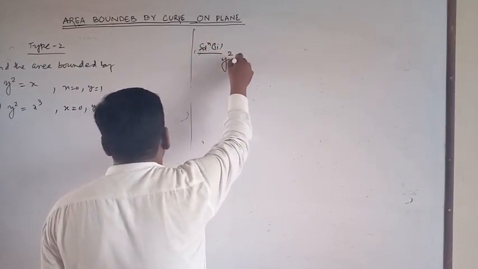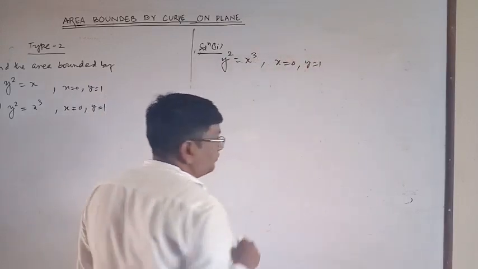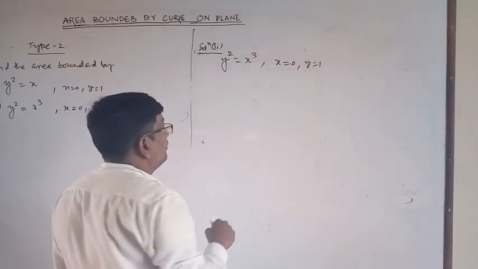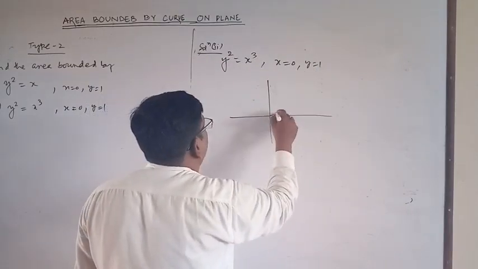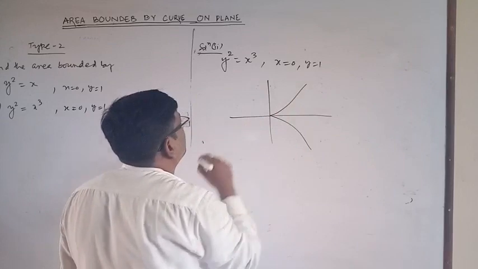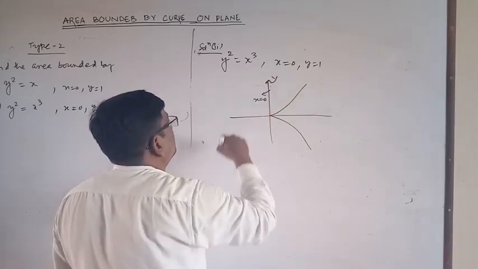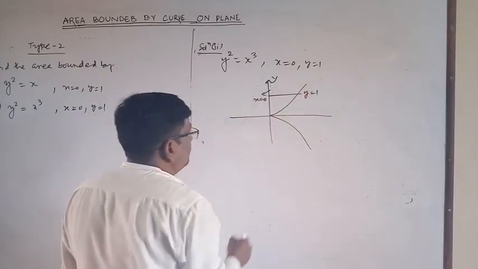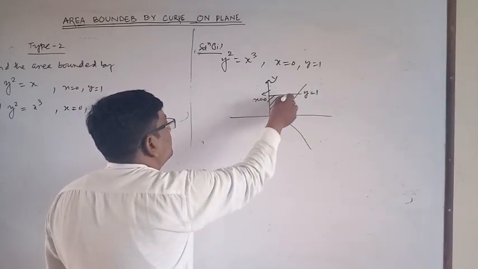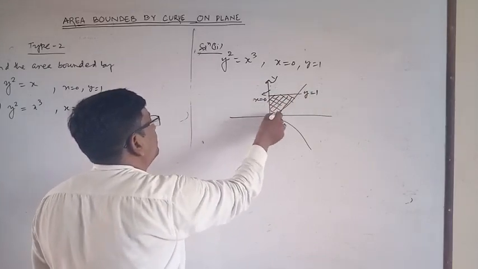y square is equal to x cube, x is equal to 0, y equal to 1. Okay, so what is the graph of y is equal to x cube? The graph is like this. x is equal to 0, that is the y-axis, and y is equal to 1 here. So this is the required area. Okay, this is the required area.